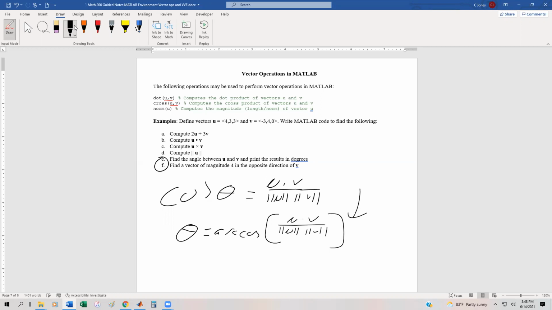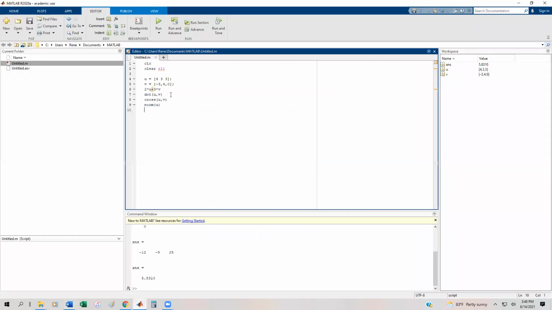Now, what's going to happen is that in MATLAB, this is going to give us the answer in radians. So we're going to have to multiply that by 180 divided by pi, and that's going to help us get the degree conversion. We could do that really nicely, so let's go ahead and work on that one. Then we can come back and do the one with magnitude 4. All right, so I'm going to say that we're going to have acos, which is the arc cos, and then in parentheses, I'm going to have dot(U,V).